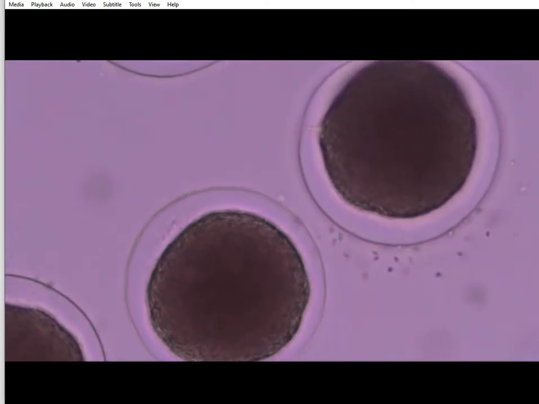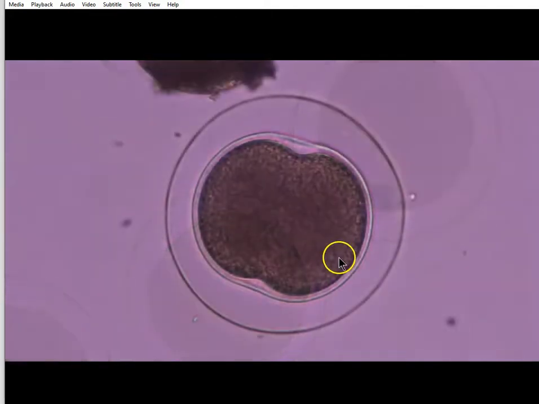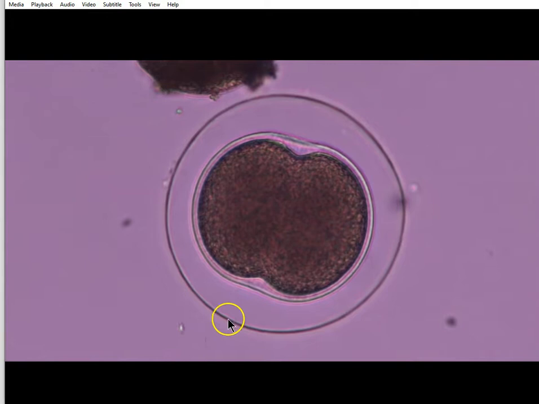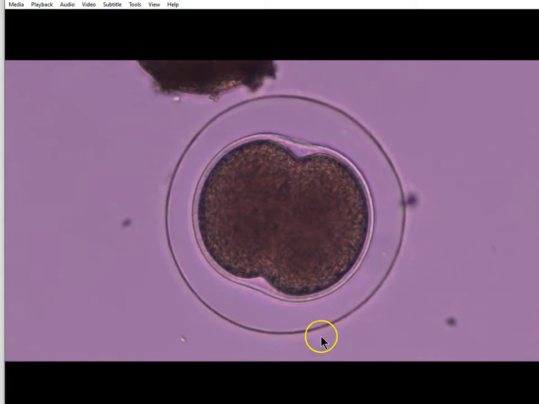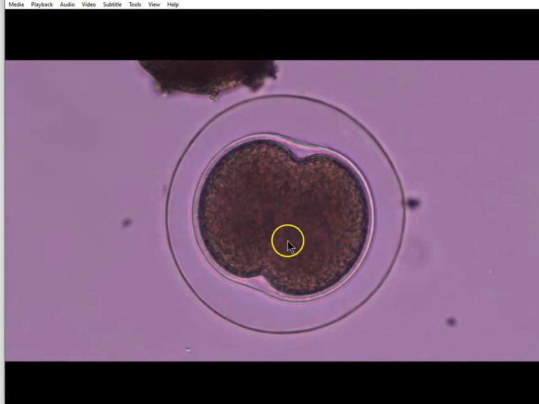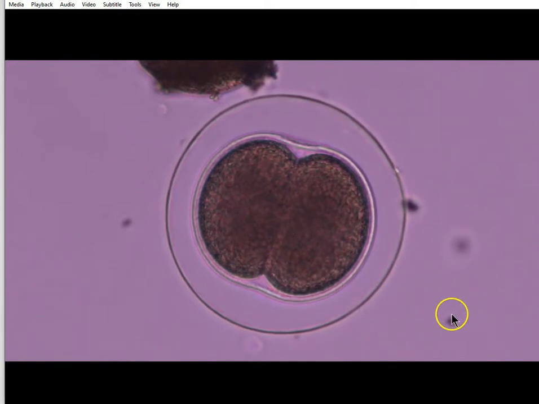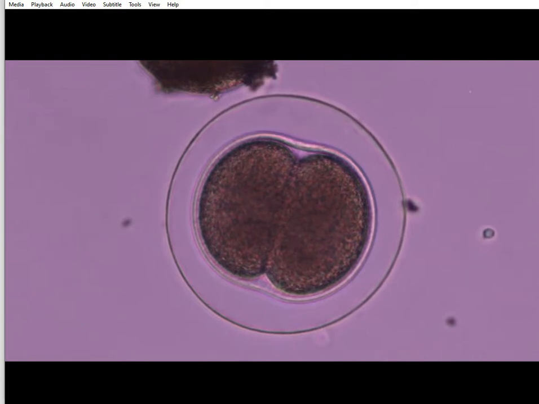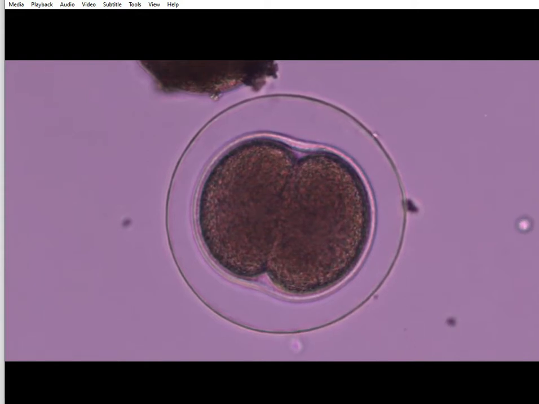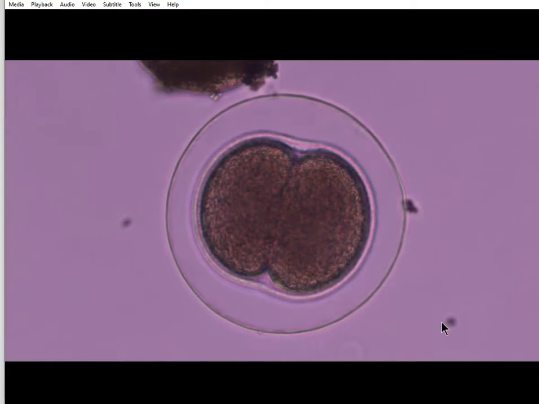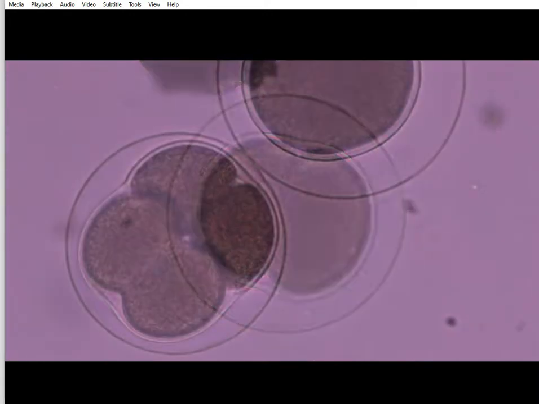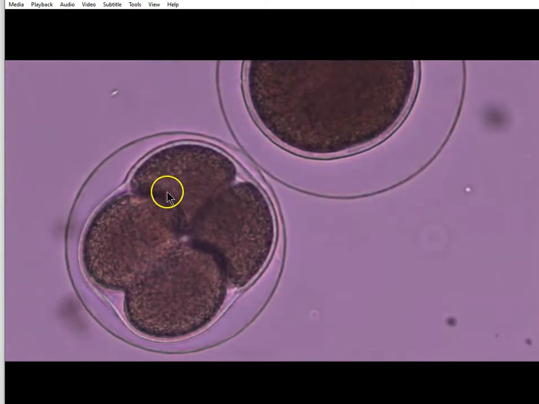Now, in the 1800s, scientists were working with frog eggs, but they witnessed much of what you see here. This is speeded up, and you're witnessing the fertilized egg undergoing its first cell division to form the two-cell embryo. And here we see a four-cell embryo.